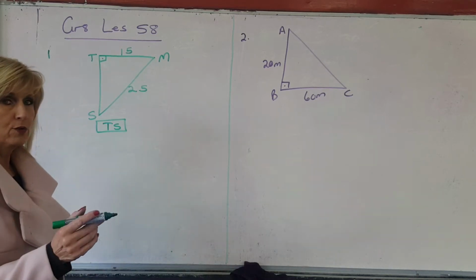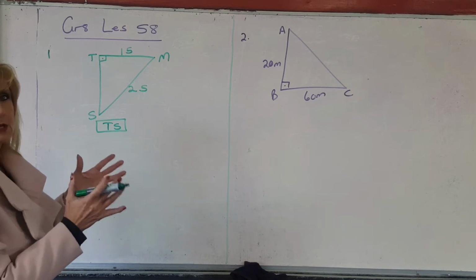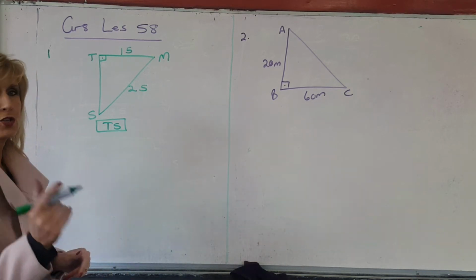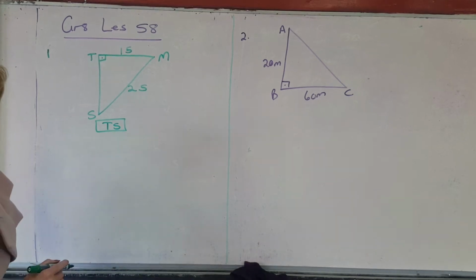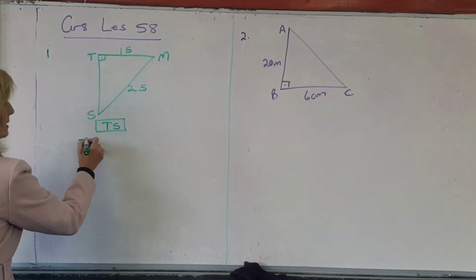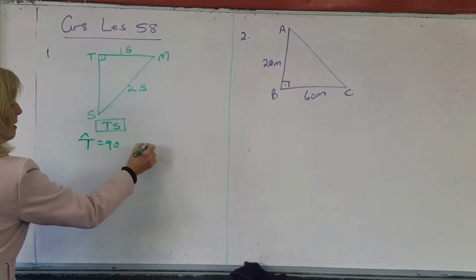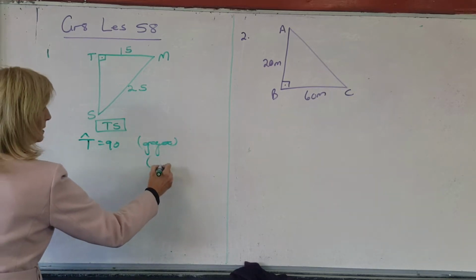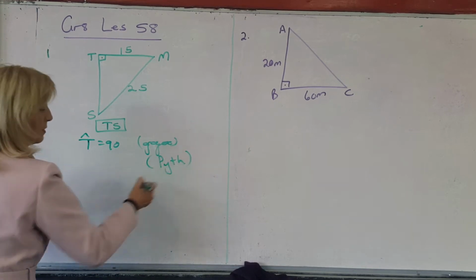Where do we start when we want to use Pythagoras? First you realize this is the correct tool I must use, Pythagoras. You start off and say my entrance ticket for Pythagoras is T equals 90. When it's given that it's 90, that's why I've got my ticket to go into Pythagoras' theorem.